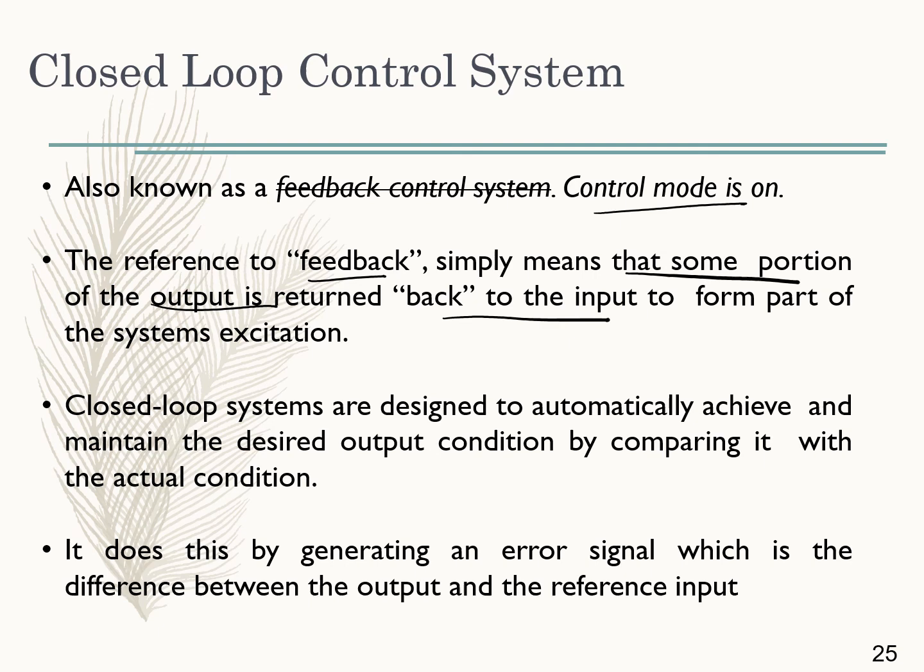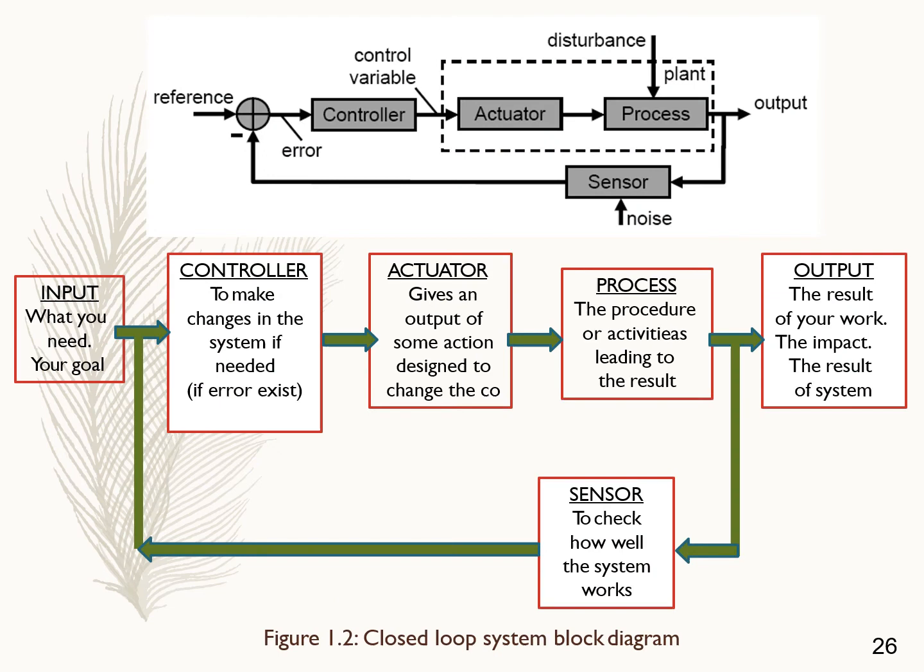Closed loop systems are designed to automatically achieve and maintain the desired output condition by comparing it with the actual condition. So this one is the set point. It does this by generating an error signal, which is the difference between the output and the reference input. So it is the difference between the measured variable just now and also the set point.